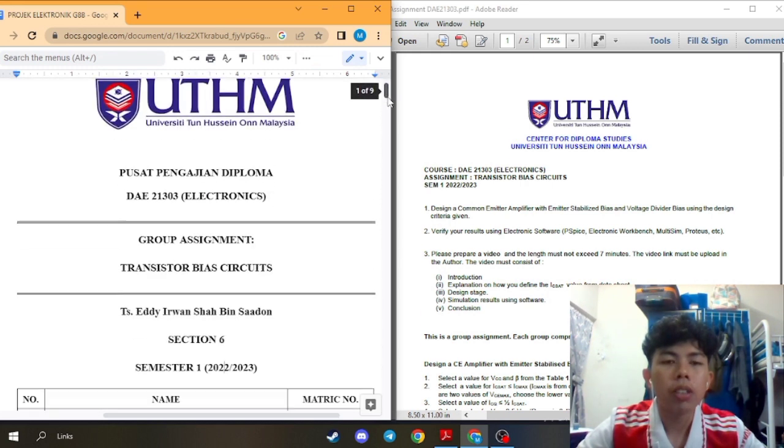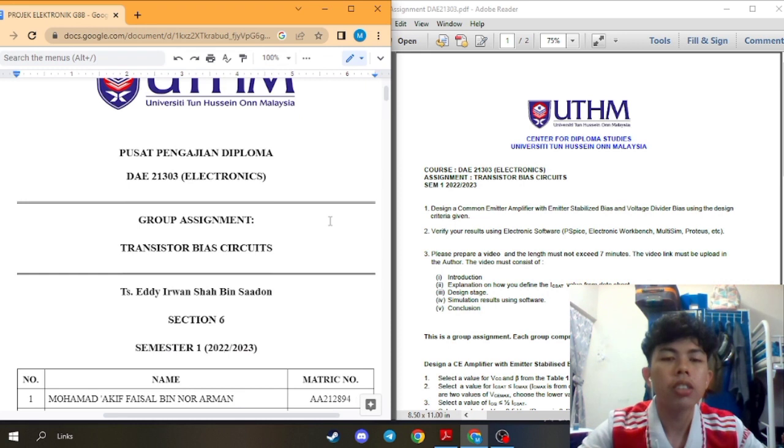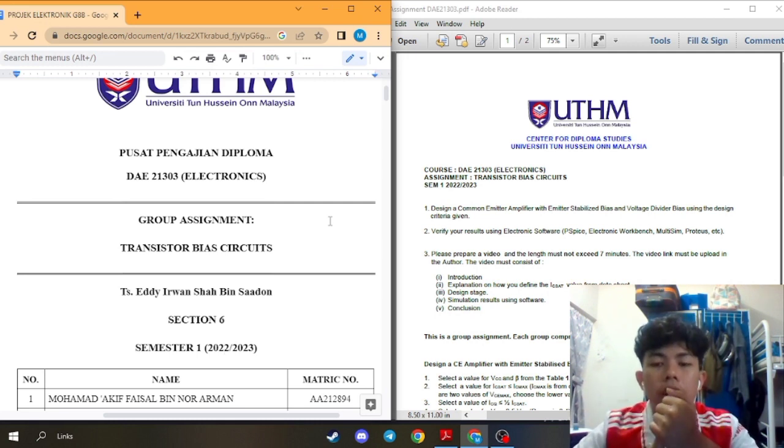So our group assignment title is transistor bias circuit. So what is a transistor bias circuit? Transistor bias circuits are circuits used to establish the operating point or bias for a transistor. The circuit ensures that the transistor is correctly biased so that it operates within its active region, which is necessary for amplification. There are several types of transistor bias circuit, including common base, common collector, and common emitter.